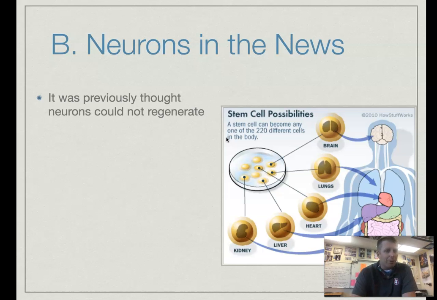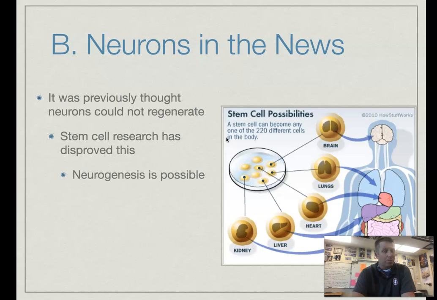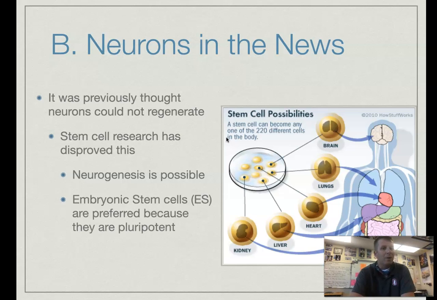So it was previously thought that neurons could not regenerate. Well, with new science, and this is controversial because of stem cells, they're finding that they can regrow some nerve cells, which has the potential to help people that are paralyzed or brain dead. Stem cell research has disproved this. Neurogenesis, or the growth of new neurons, is possible, but it is controversial. It's been politicized in this country from time to time.